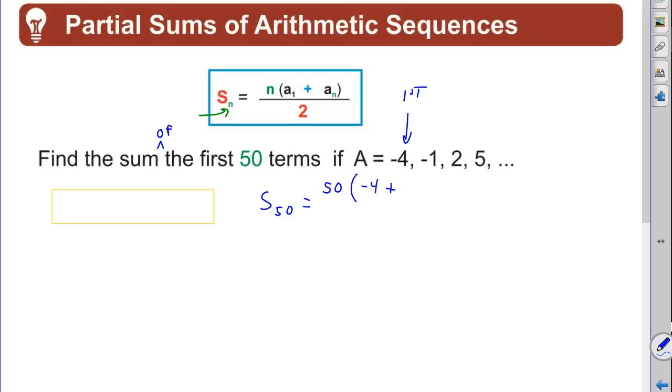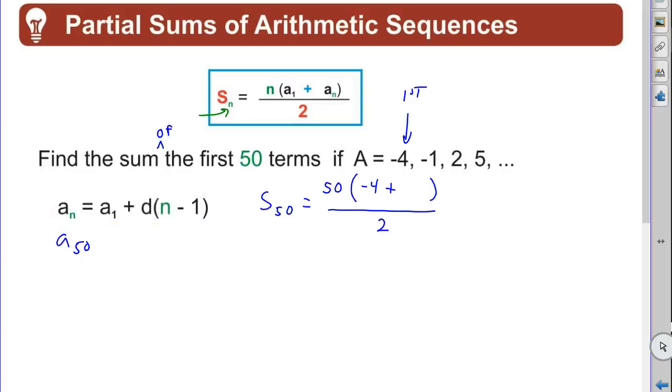Plus, and now when I get to a sub 50, I realize I don't know a sub 50. But it's the only thing I don't know, and I'm going to have to find that. This would normally be the way you would go about understanding the problem. So how am I going to get a sub 50? Hopefully you're going to think of the explicit formula: a sub n equals a sub 1 plus d times n minus 1.